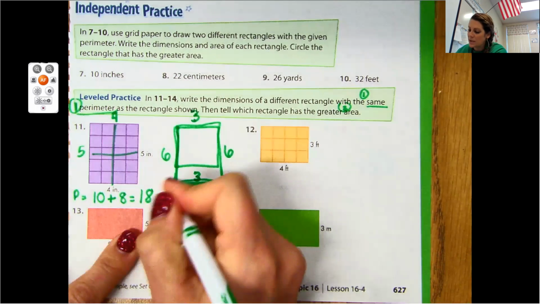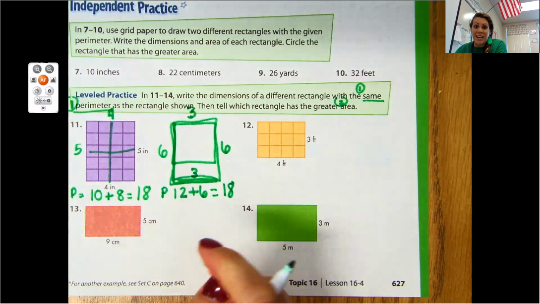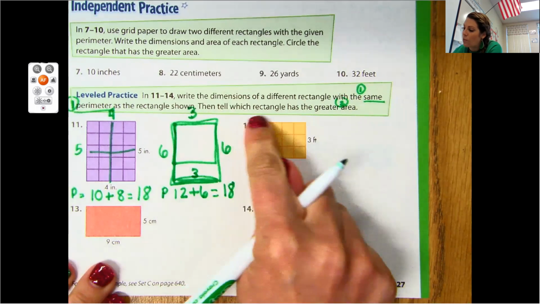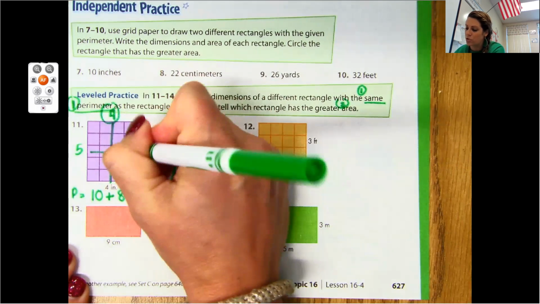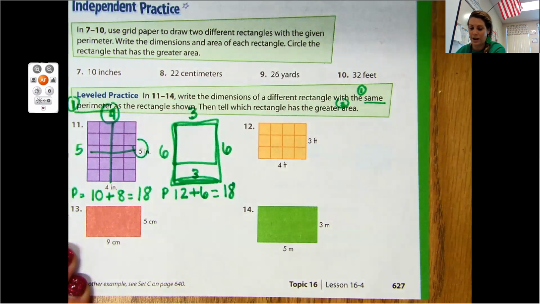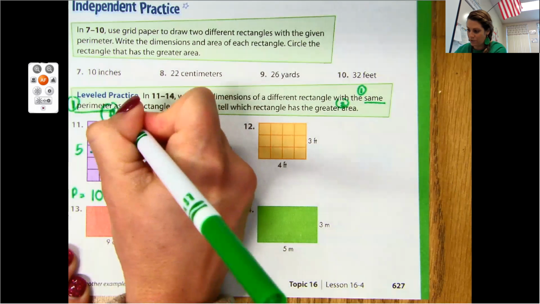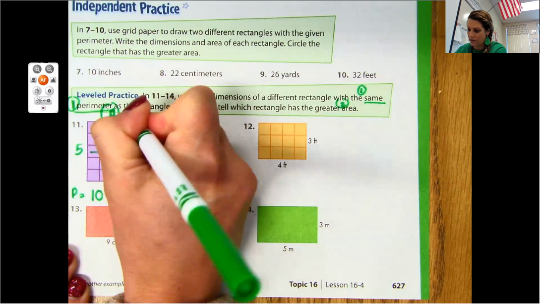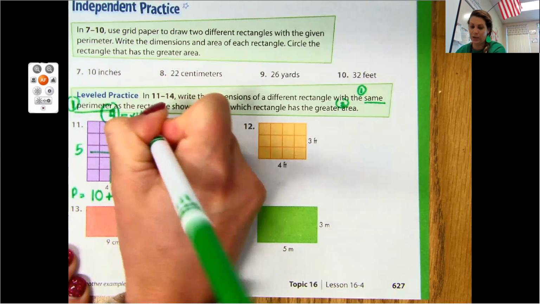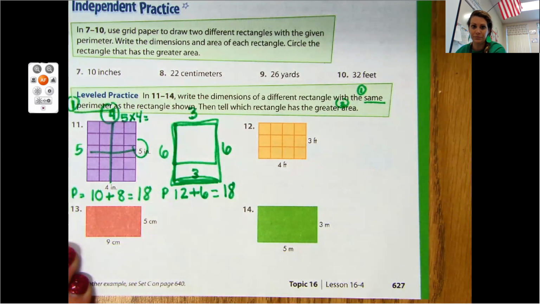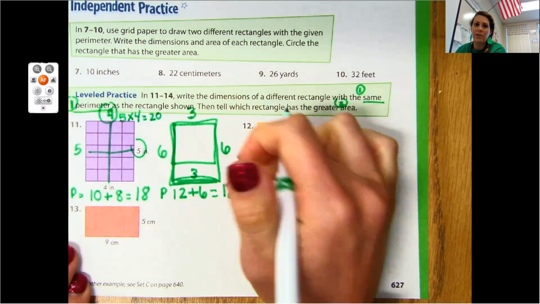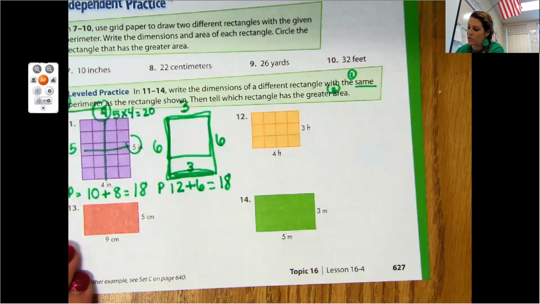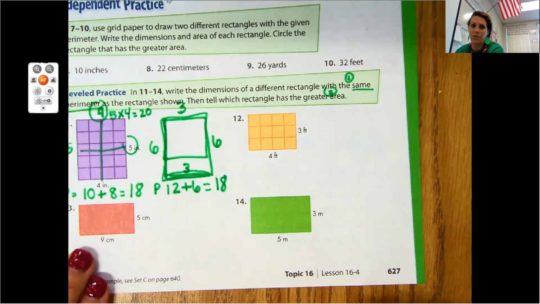So we have the same perimeter, but the question they want is for us to tell which rectangle has the greatest area. So remember, for our area, we're going to multiply our two numbers. And this is where I'm kind of running out of room. So for our area for the first one, we're going to say 5 times 4 equals what? 20, right? What would we do to figure out the area here? Go ahead and write that down. You could even write it inside your rectangle.